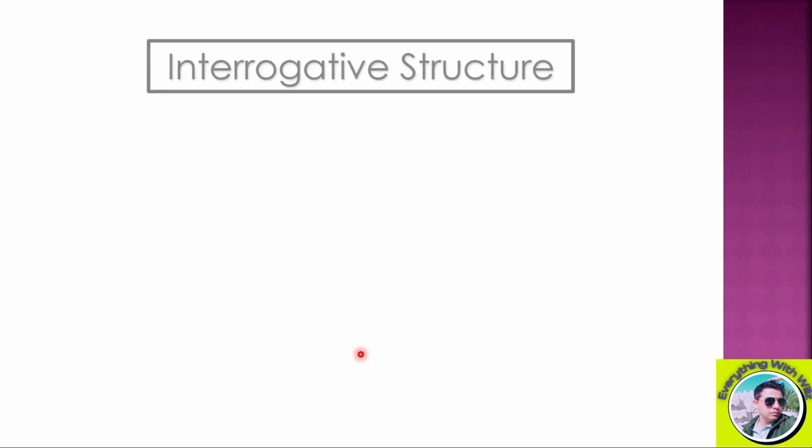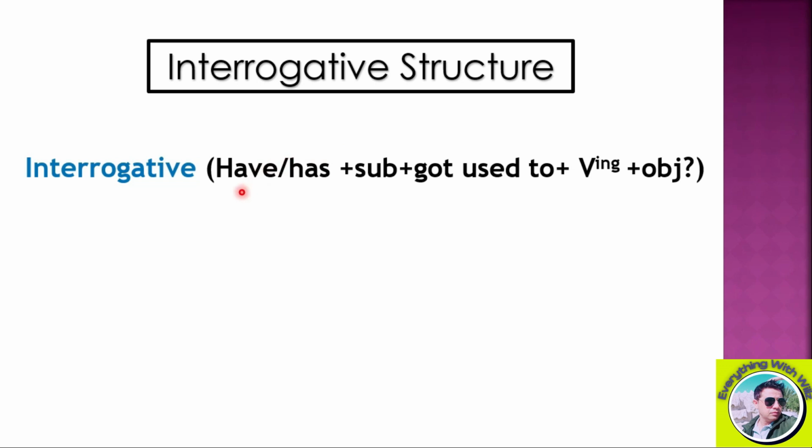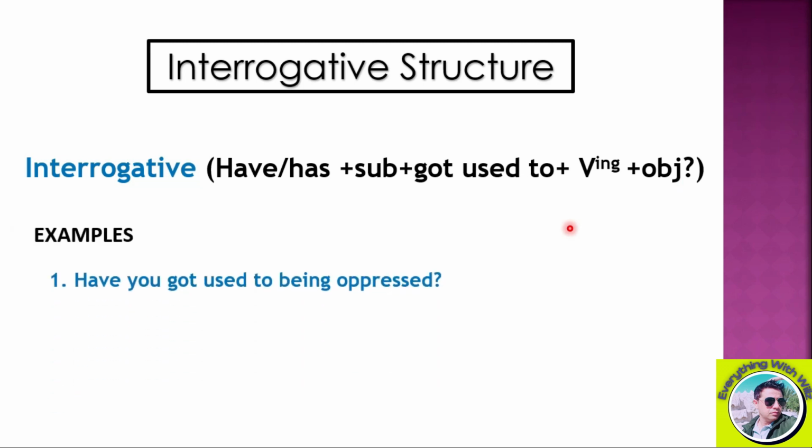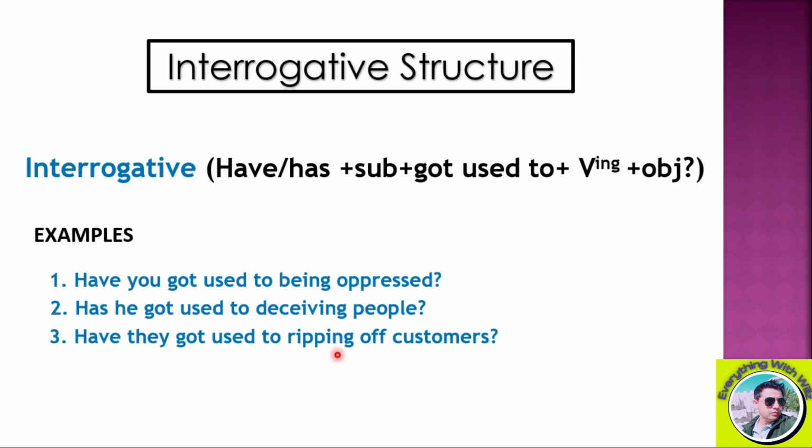Now let's talk about the interrogative structure. In the interrogative structure we use have or has at the beginning of the sentence, subject, got used to, ing form of the verb, and object plus question mark. For example, have you got used to being oppressed? Has he got used to deceiving people? Have they got used to ripping off customers? So this was the interrogative structure.